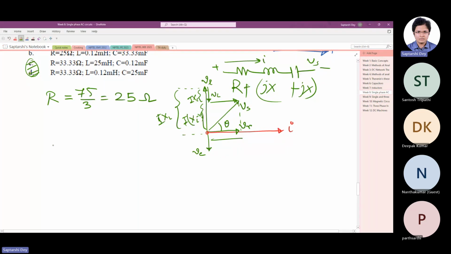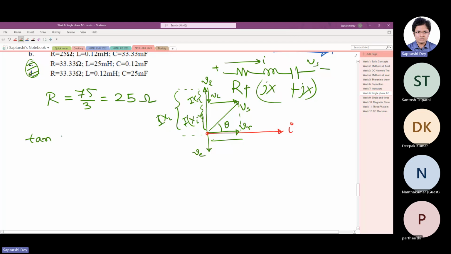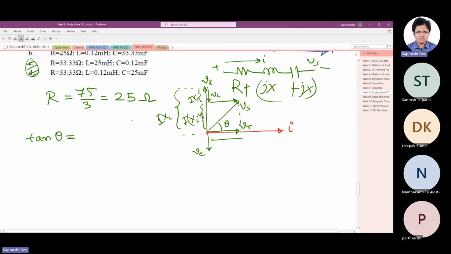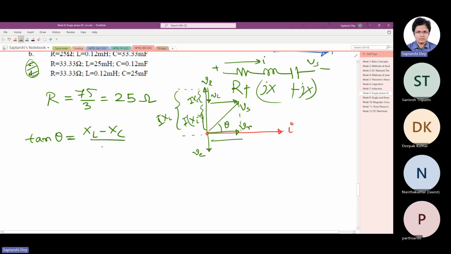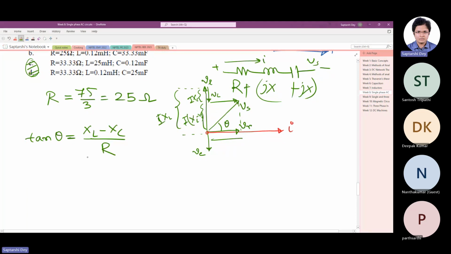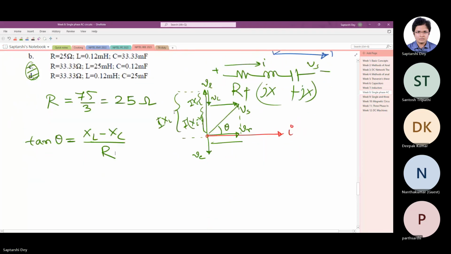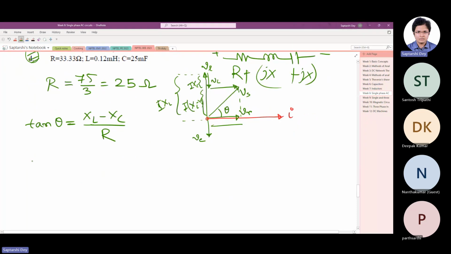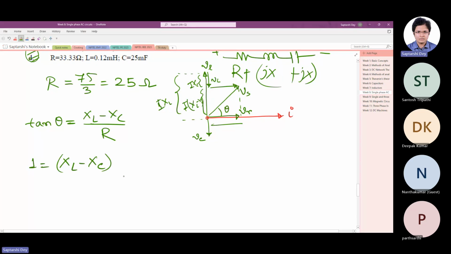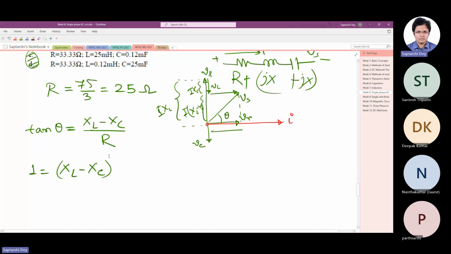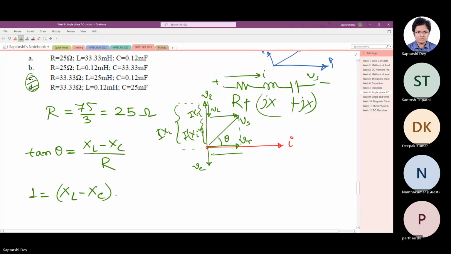And this much we know. So what we can write from this diagram is tan theta. Tan theta is height, that is XL minus XC, by base R. Now they have said that 45 degree is the angle. So tan 45 degree is 1. So 1 is XL minus XC by R. This much we have from this equation, equation 1.